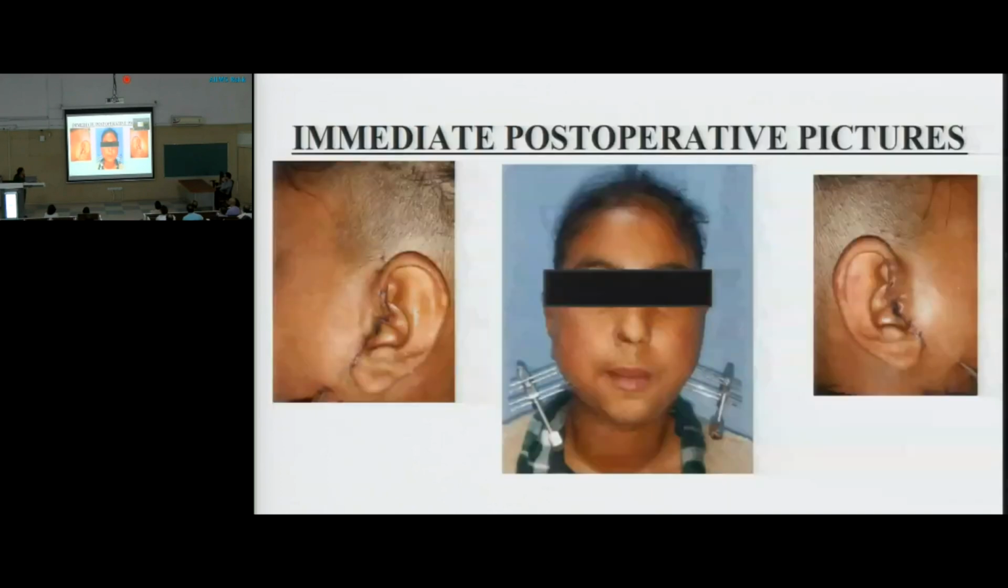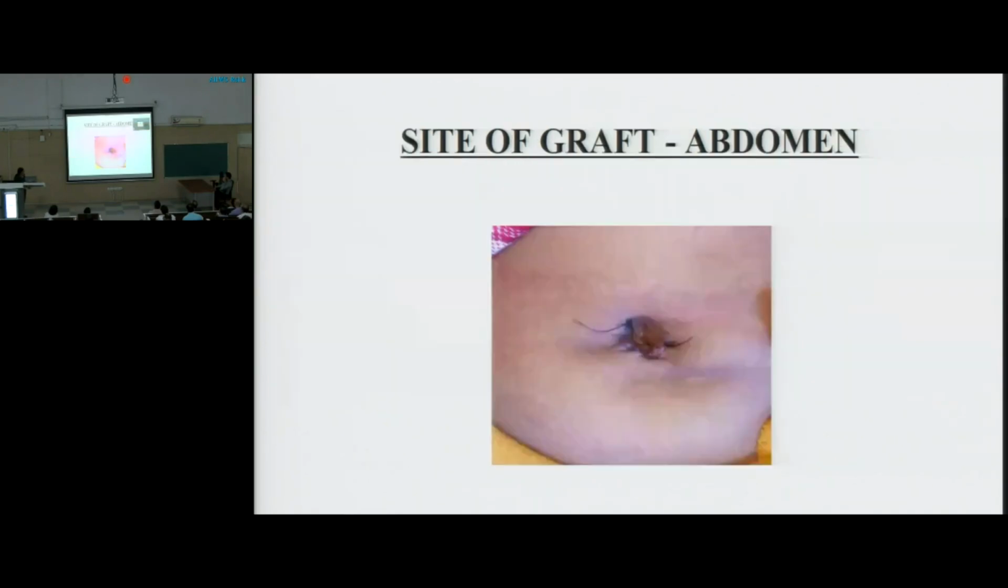And then this is the immediate picture of the patient. If we can see here, it is just this very small incision. Through this very small incision, we could get a beautiful exposure of the entire TMJ. And this is the immediate post-operative picture of the patient. And the site of the graft, the abdominal graft, it is also just a periumbilical incision, which is very minimally invasive, and it is also healed.